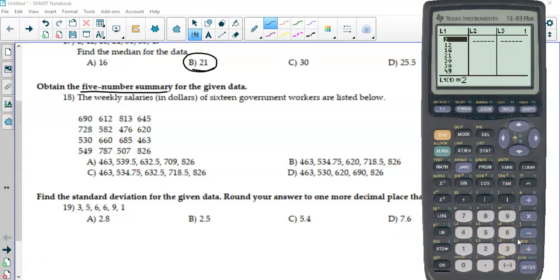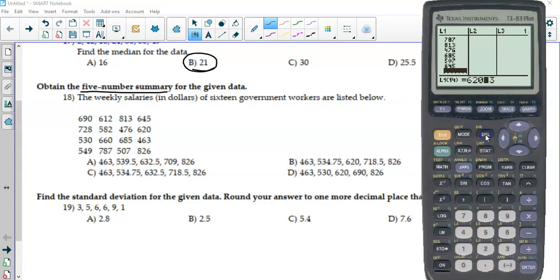I'm just going to write right over this. And I'm going to go down the column. So 690, 728, 530, 549. The nice thing about the calculator is that it does not need to be in numerical order. You can type it in any order. If you accidentally miss one, you can go back and put it at the end. Not a big deal. Where if you're doing it by hand, it has to be in numerical order. Usually we go from smallest to largest number, but it could be largest to smallest.